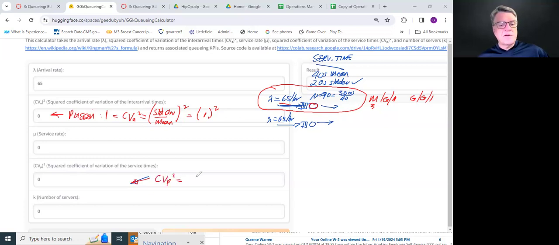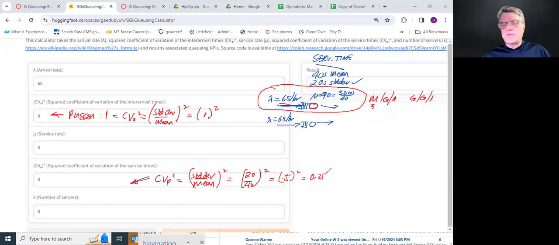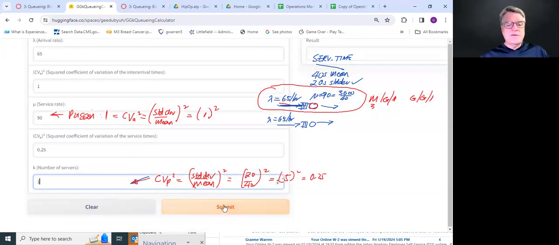Let's do the CV sub P squared, this one here. CV sub P squared is going to be the standard deviation of 20 divided by the mean, and then squared. This is a statistic maybe a little less familiar, but it's essentially a scaled standard deviation. So this is 20 over 40, that's 0.5 squared, 0.25. It's just a matter of plugging these in and getting our answer. So this is 1. This is going to be 90, because I did that calculation previously, 3,600 divided by 40. This is 0.25, and I have my 1 server. Go ahead and hit submit.